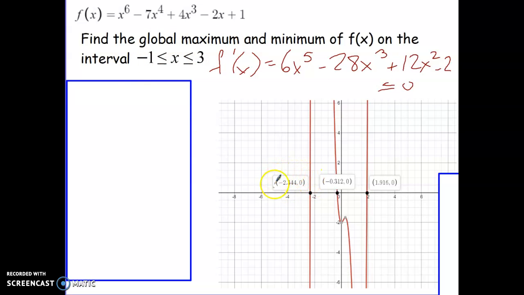So look at this critical number. This critical number is not in the interval, so I just don't even pay attention to that one. It's not in the interval that I'm looking at. -0.13312, that one is in the interval. I'll leave that one. 1.916, well, that one's in the interval too, so I'll leave that one. So I have two critical numbers that I'm looking at, and then remember we said in the last video that for global maximum and minimum, you also want to look at the endpoints.